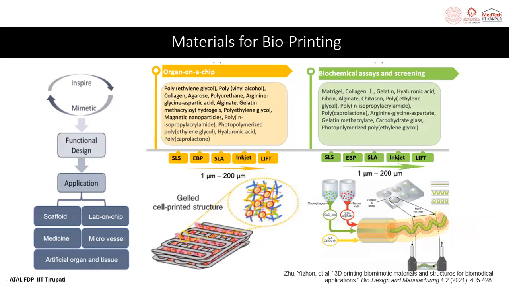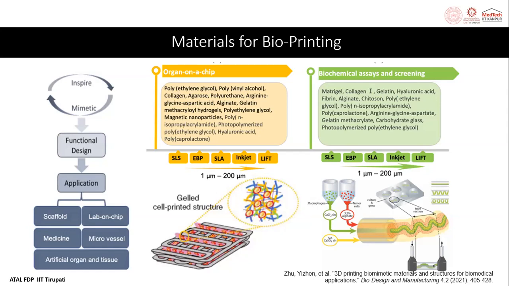When we are trying to talk about materials of bioprinting, you will not have a single material. That's what I said. You will have a mixture of multiple materials. For example, polyethylene glycol can be there, polyvinyl alcohol can be there, collagen, polyurethane, then alginate, then you can have gelatin, aspartic acid. So many materials are used for making organ on a chip.